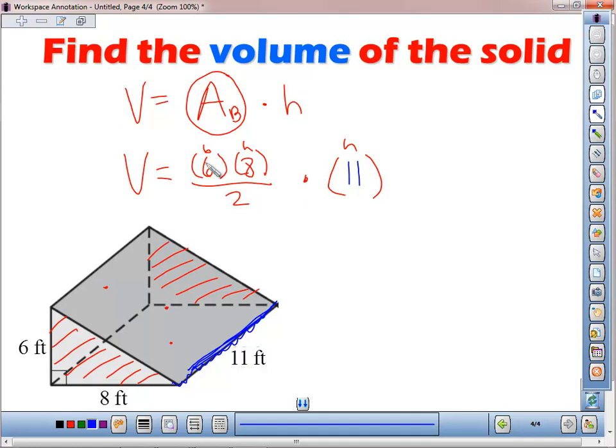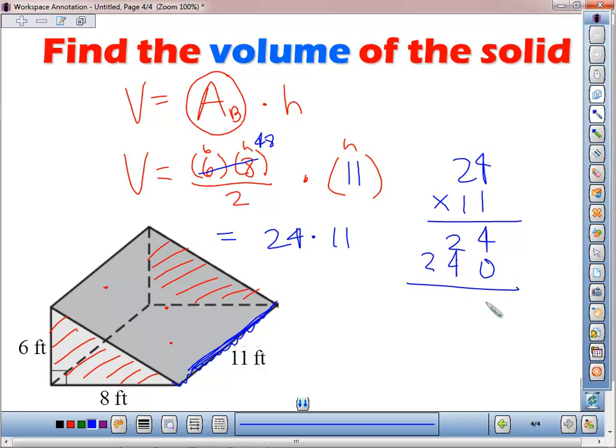Let's just crunch the numbers. So what is 6 times 8? Isn't that 48? And 48 divided by 2 is 24 times 11. All right, so this will find out how much space is right there if we just do 24 times 11. And let's see, 1 times 4 is 4, 1 times 2 is 2. Put my 0 down, 4, 2, and add it all up, 4, 6, 2. So the volume of this triangular prism is 264, and what would my units be? There they are right there. Feet squared or feet cubed? This would be feet cubed.